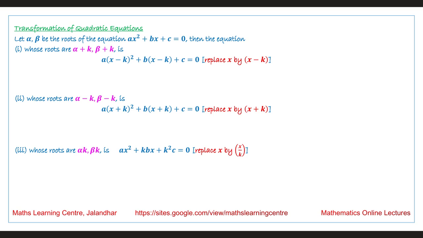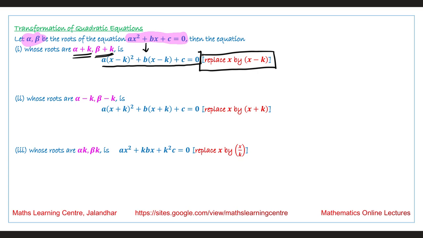Now the next topic we have is transformation of quadratic equations. If we have a quadratic equation ax square plus bx plus c, and the roots of this equation are alpha and beta, the two real roots, then if we have to find the equation whose roots are alpha plus k and beta plus k, we have to replace x by x minus k. It means the equation will be a into (x minus k) square plus b into (x minus k) plus c is equal to 0.